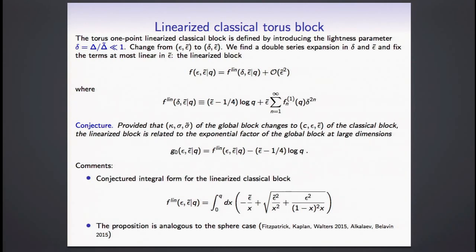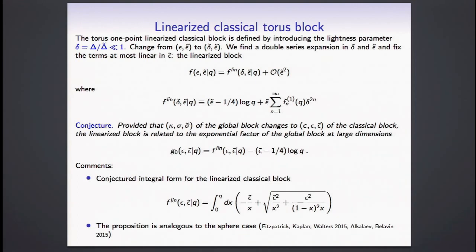So instead of the power series in the modular parameter, for the linearized conformal block we have these two terms, where the second term is given by a power series in the lightness parameter, while the expansion coefficients are just some rational functions of the modular parameter. So this is the point where we should recall the global block, and we conjecture that the exponentiated global block is equal to the exponentiated quantum block, that is, it is equal to the linearized classical block.